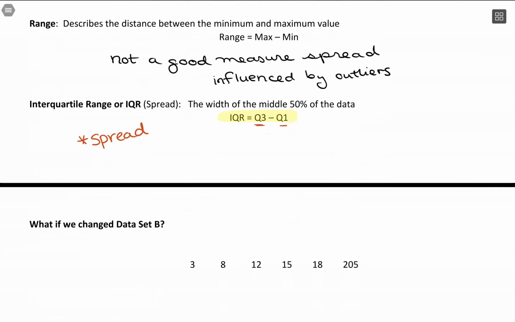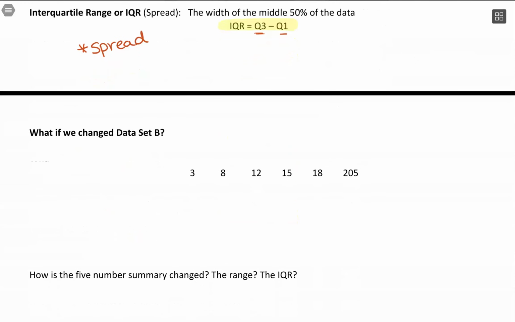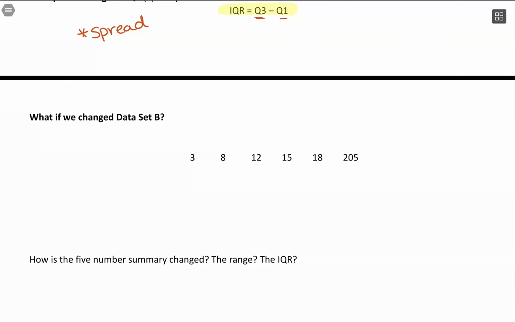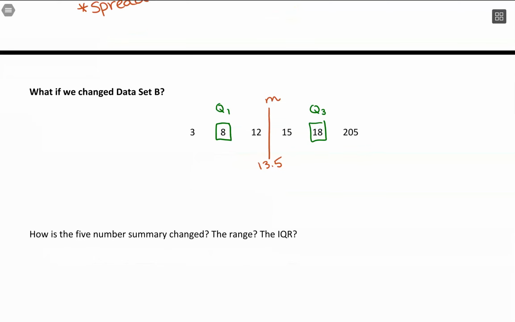All right, so let's look at what happens if we change data set B. What if we threw in an obvious outlier, an extreme value, and what kind of influence would it have? The median would still be 13.5, Q1 still 8, Q3 still 18. So in my 5-number summary, the minimum would still be 3, Q1 the same, median the same, Q3 the same, but the maximum changes. That is how the 5-number summary changes.